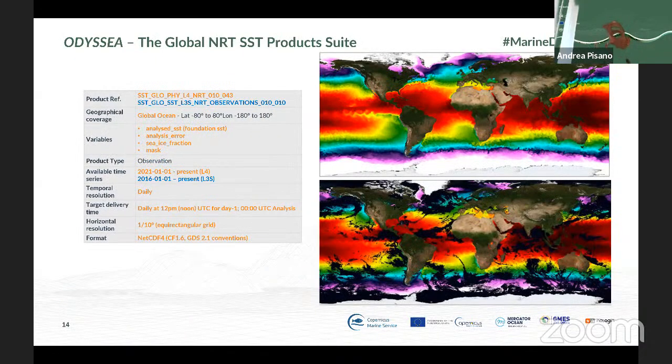2024. Odyssea is a new global near real-time product that replaces the OSTIA one. It is very similar to OSTIA. Basically, it provides daily global level 4 and level 3S maps of the foundation SST at 10 kilometer spatial resolution. The temporal coverage spans from 2021 to present for the level 4, while from 2016 to present for the level 3S. The format is NetCDF, which is the same file format for all the SST products.